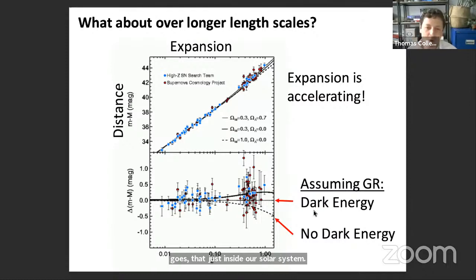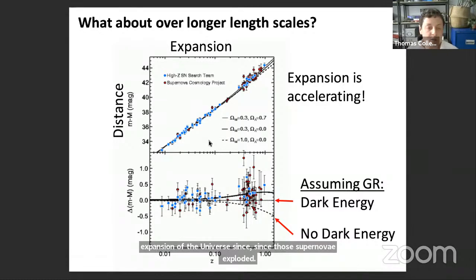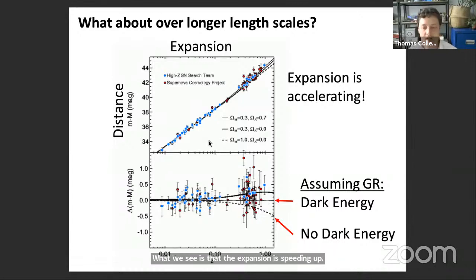So you're probably aware of the accelerated expansion of the universe, the fact that when we look at supernovae as a function of redshift, as a function of the expansion of the universe since those supernovae exploded, what we see is that the expansion is speeding up. The supernovae are not at the distance that you would have expected for a universe that was entirely made up of baryonic matter and had no spatial curvature.